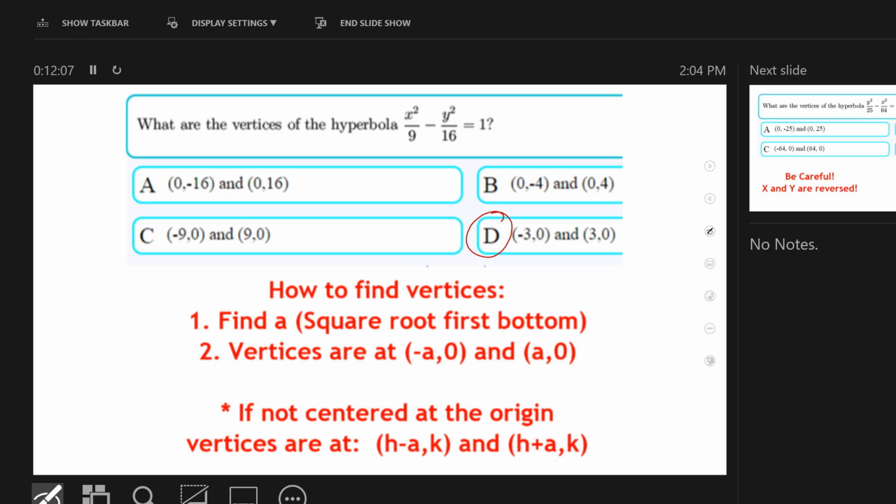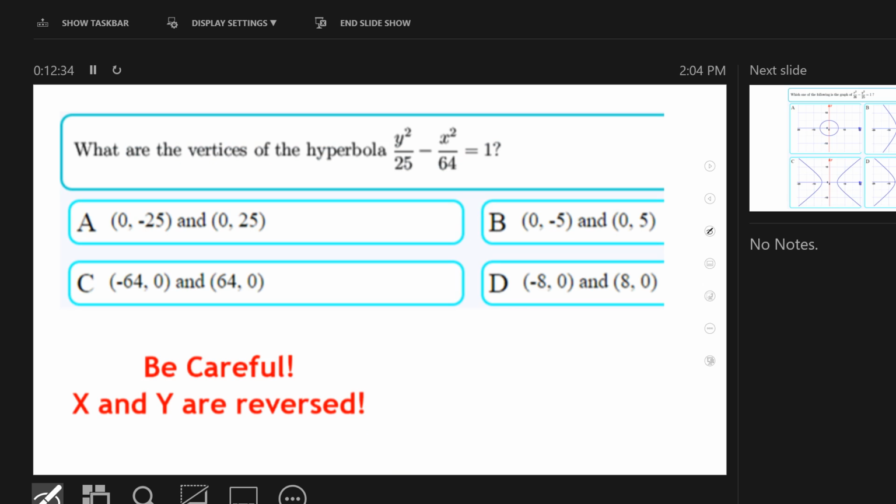Of course we are centered at the origin because we don't have another term there with the x. If we're not, then vertices are at h minus a, k, and h plus a, assuming that we have this same arrangement. All right, let's look at the next one and look closely at the next one.